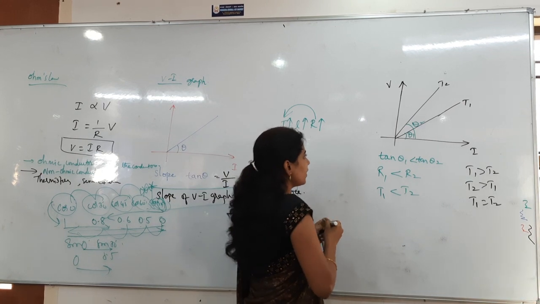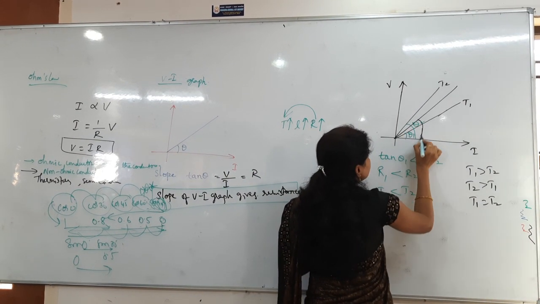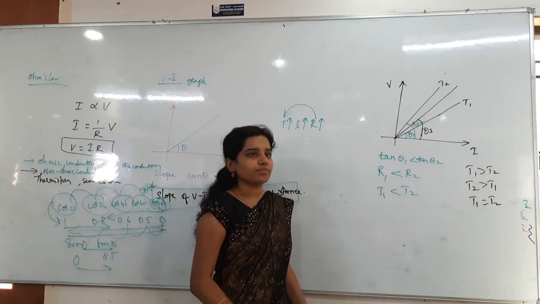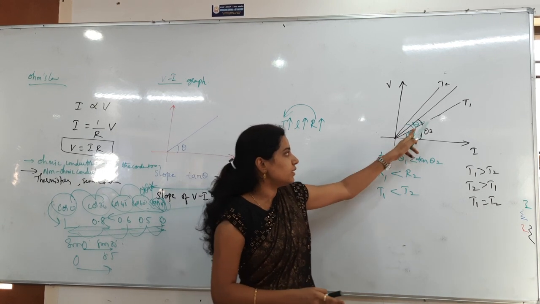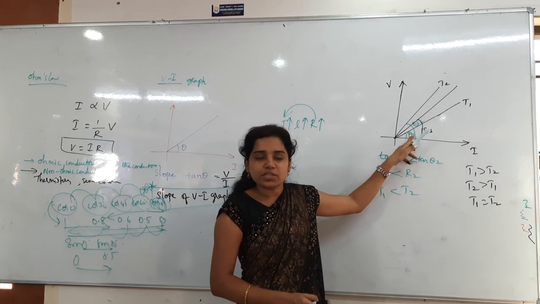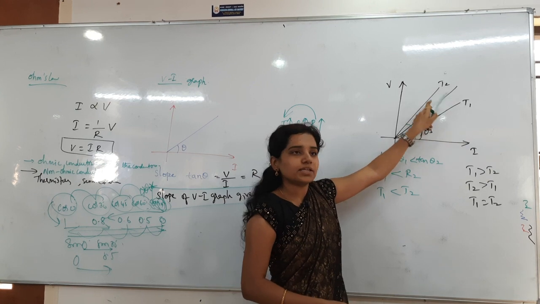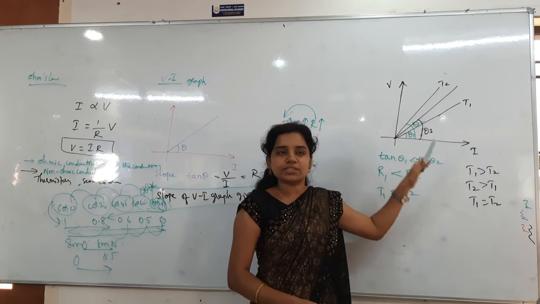Let me take another wire here, theta 3. So just look at the graph, which will have more value here? Theta 2 only. Again and again theta 2 only. See that theta 3 is lesser than theta 2, and theta 1 is lesser than both. So here I can say the temperature T3 is lesser than T2 and greater than T1.